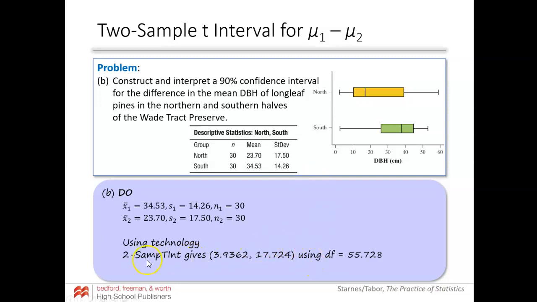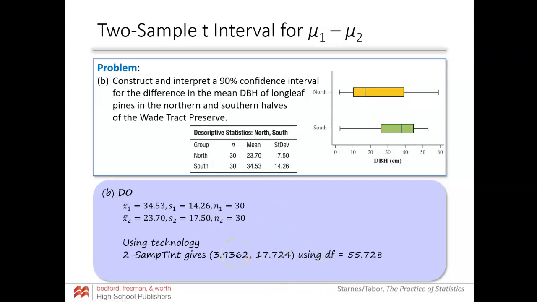The other thing that would be a benefit if you use technology here, you don't have to worry about degrees of freedom. Now, this problem wasn't awful to use the table because they were both 30. So it's like, oh, well, degrees of freedom would be 29. But the true degrees of freedom for this distribution, the distribution of the differences, sorry, is actually 55.728, which is not what you're going to get from table B. So this will be a more accurate confidence interval based on how it's calculated.